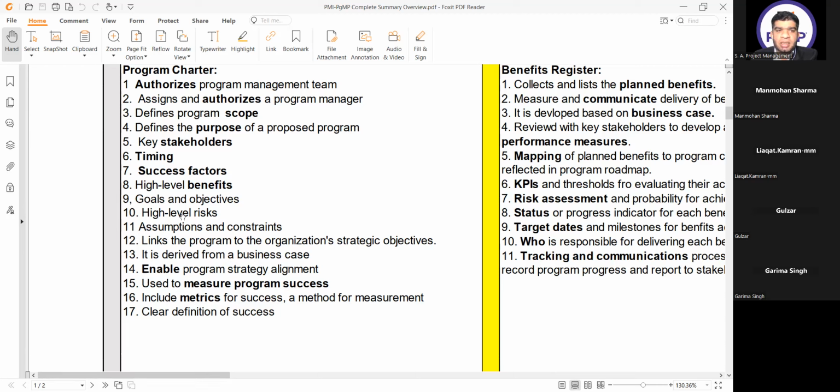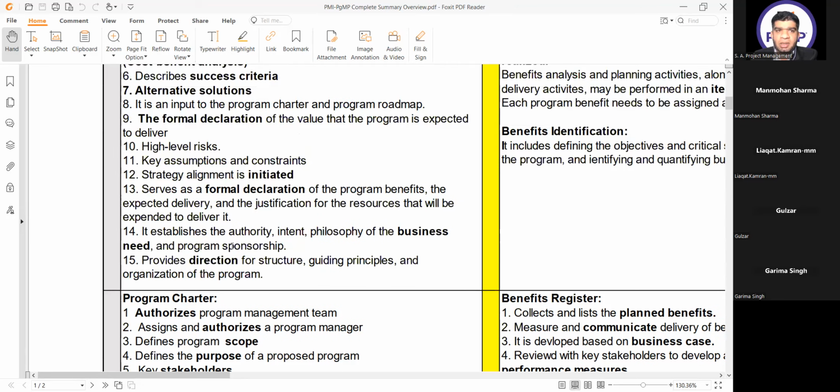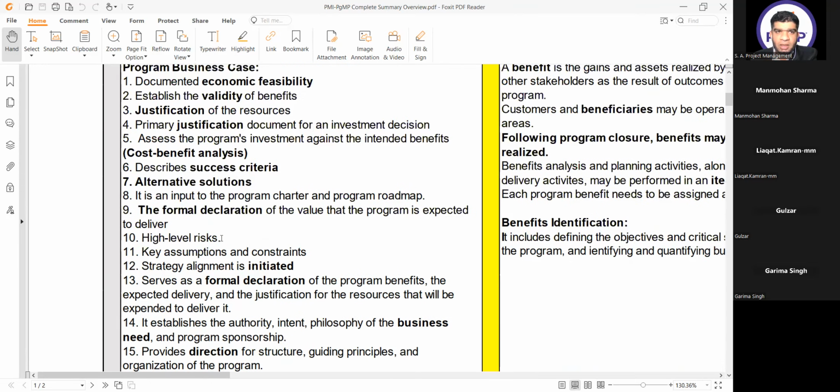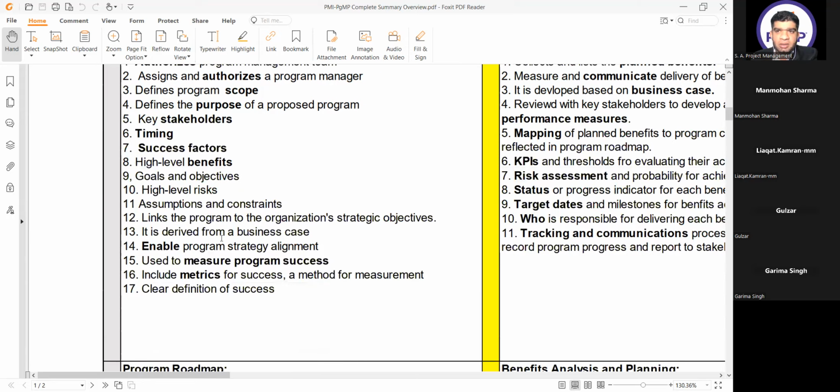And I just want to say that high level risks, assumptions and constraints are in the program charter as well as in the program business case. So in the exam, if in case you get this question, he will give you one more thing also with this. He cannot ask which document has high level risks, assumptions and constraints defined, something like that. So just keep in mind. I have written all the words that are covered anywhere. So if in case you get these words, you will get some other keyword also with this. Okay. So this covers our business case and program charter.